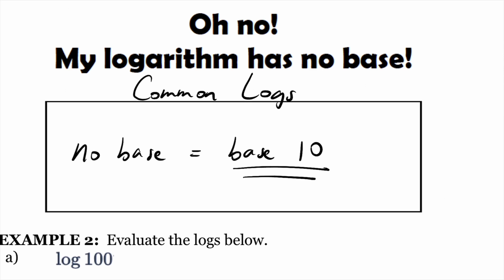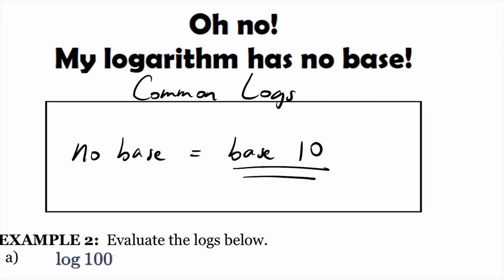So if there's no base showing on the log, it's always going to be 10. Those are called common logs. Our counting system is called a base 10 counting system because we count to 10 and then we start with another group, right? 1, 2, 3, 4, 5, 6, 7, 8, 9, 10. And then we start with another group, which is 11, 12, 13, 14, 15. We start every 10, right? We have a base 10 system.